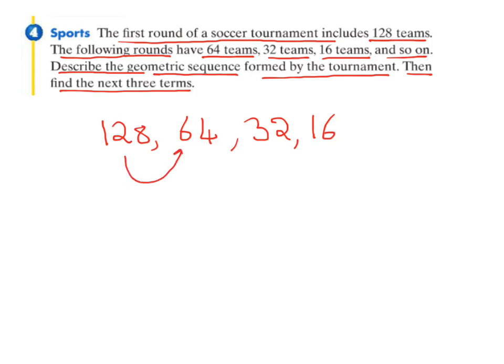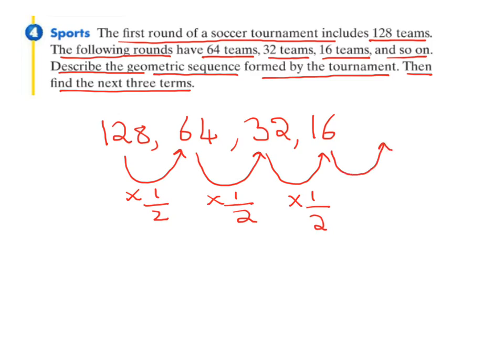128 multiplied by half will give you 64. And 64, when you multiply by half, will give you 32. And 32, when you multiply by half, gives you 16. So you're getting a term by multiplying its previous term by a fixed number, half. So is this a geometric sequence? It is. So what will be the next term?